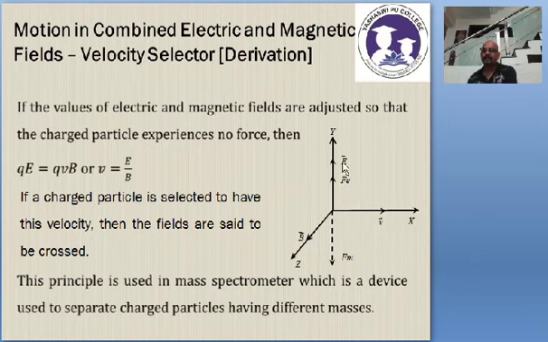An electric field is applied along the positive x-axis, and a magnetic field is applied along the positive z-axis. So please take care of all the directions. A charge is moving with a velocity, which is a vector, along the x-axis. The magnetic field is applied along the positive z-axis.